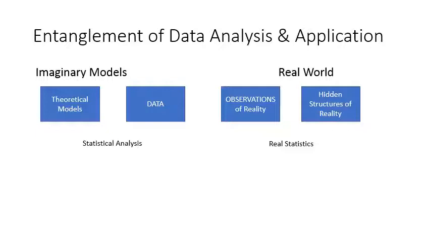But these theoretical models are purely imaginary. Real statistics tries to get at the hidden structures of reality which generate the observations. And so it looks at the link between the data and the observations and how the observations are generated from hidden structures. So the agenda of real statistics is entirely different, and it deals more or less directly with the real world, as opposed to Fisherian statistics, which deals with theoretical imaginary models.